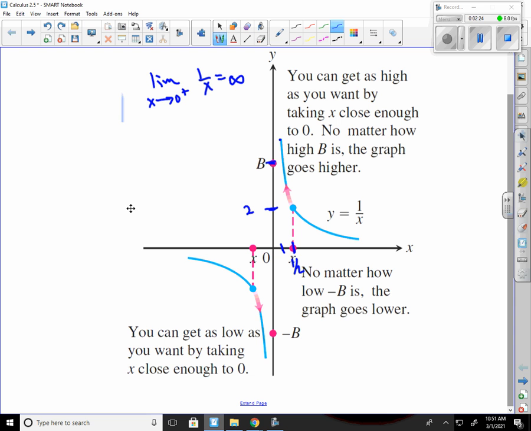If I look at it from the left side, 1 over negative 1/2 would give us -2. So it's going to be going down and just keep going down further and further. So the limit as x approaches 0 from the left of 1 over x would be -infinity. So this creates a vertical asymptote here, which we're going to get into.